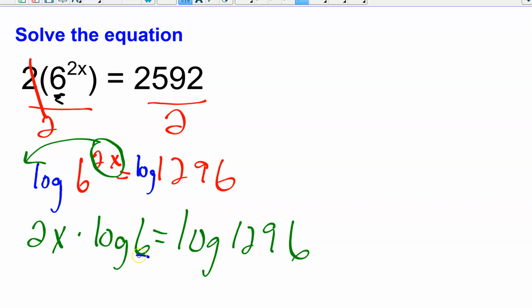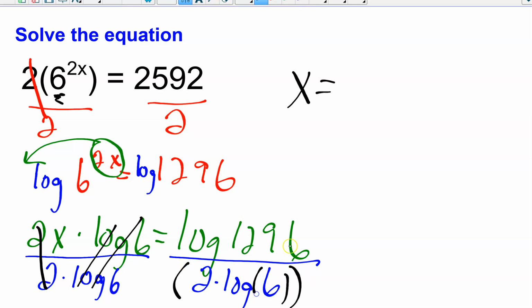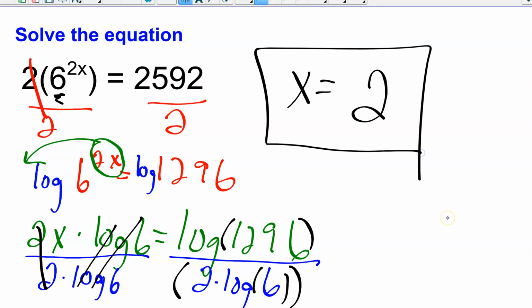And I want to get the x by itself, so I'm going to divide by 2 times the log of 6. And those are gone, that's gone. So I end up with x equals, and I'm going to put this whole thing in my calculator. Make sure I parenthesis that. This is going to naturally parenthesis. This is going to naturally parenthesis. You don't want to over parenthesis things and it gets us into trouble, but you should get 2 when you put that in.